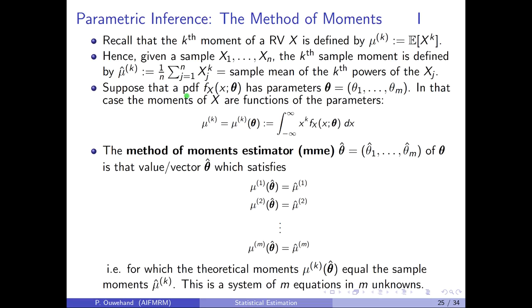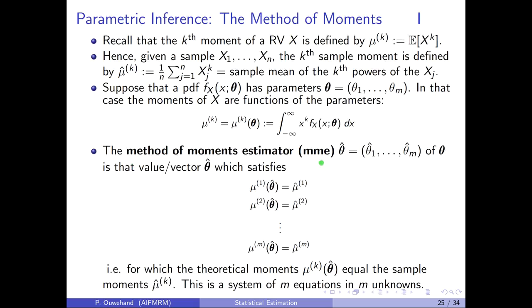Suppose now that a probability density function of a random variable x has parameters theta, which might be a vector. In that case, the moments of x are simply functions of the parameters. The kth moment is a function of the parameters theta and can be expressed as an integral, namely it is the integral from minus infinity to infinity of the kth power of x times the density function dx.